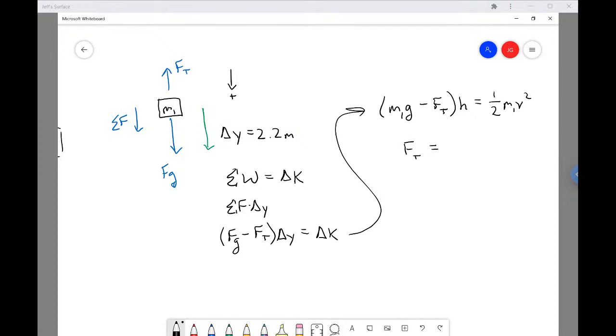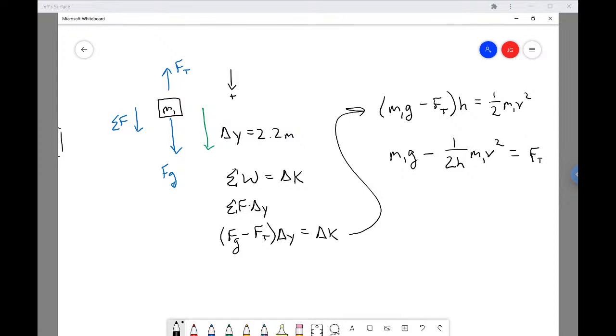And Ft is going to be equal to, maybe I should do this in a couple steps so I don't make any mistakes. Let's divide both sides by h, and then subtract 1/2h m1 v squared from both sides, and that will equal the force of tension.